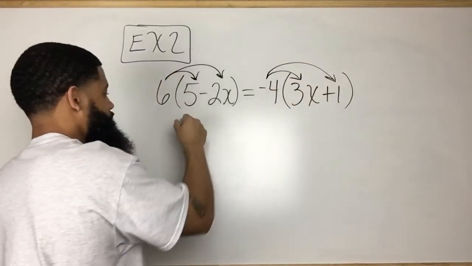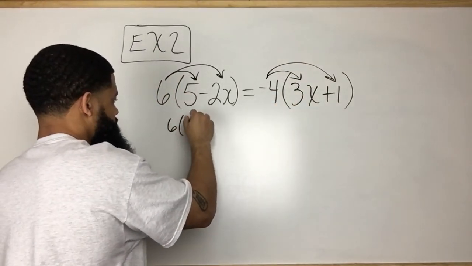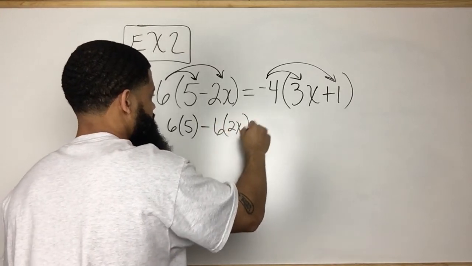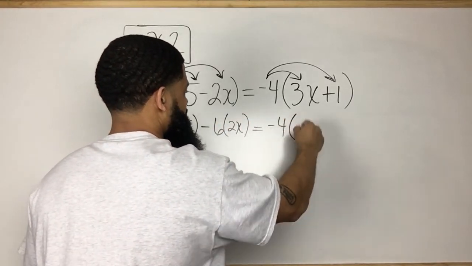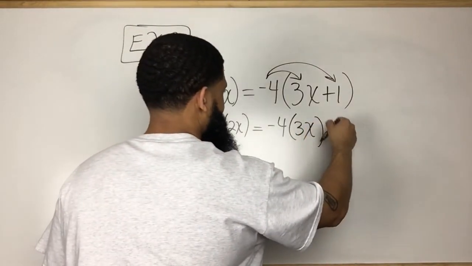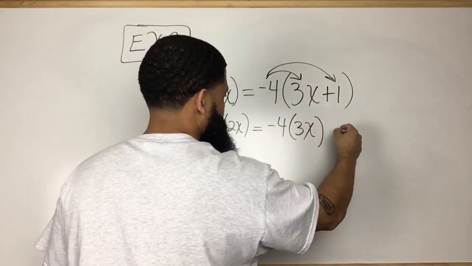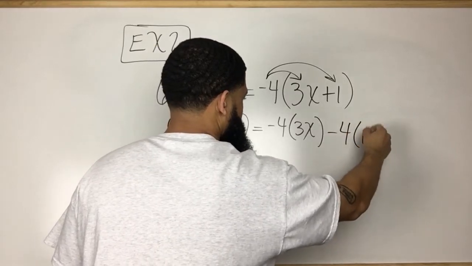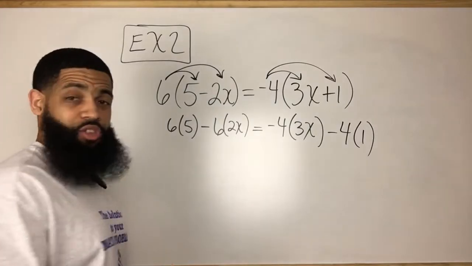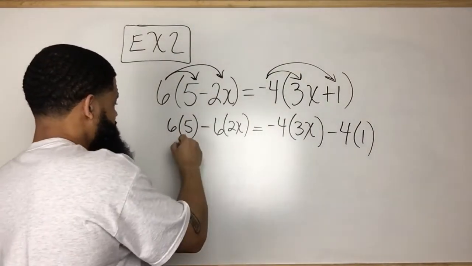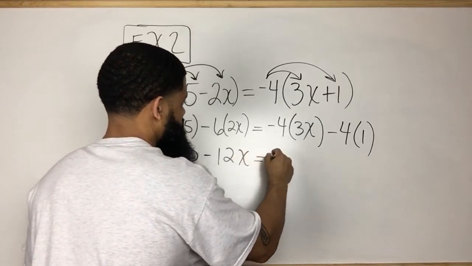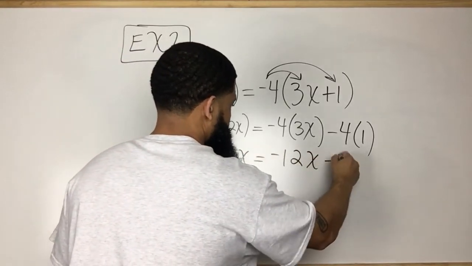Let's write it all out. 6 times 5, bring down my subtraction, 6 times 2x is equal to negative 4 times 3x, and then I can say plus or minus, so I'm just going to say minus 4 times 1. I can also say plus negative 4 times 1, which gives you the same thing. 6 times 5 is 30, minus 12x is equal to negative 12x minus 4.